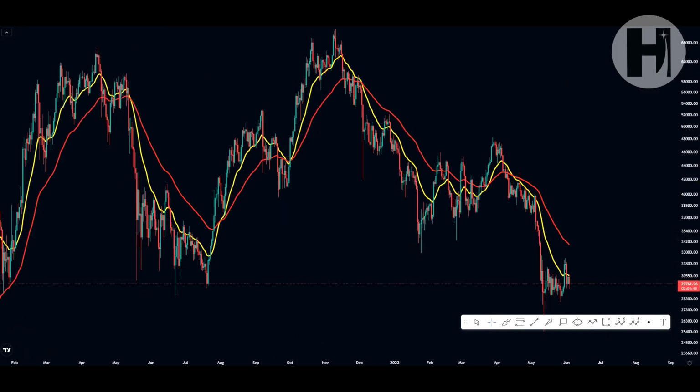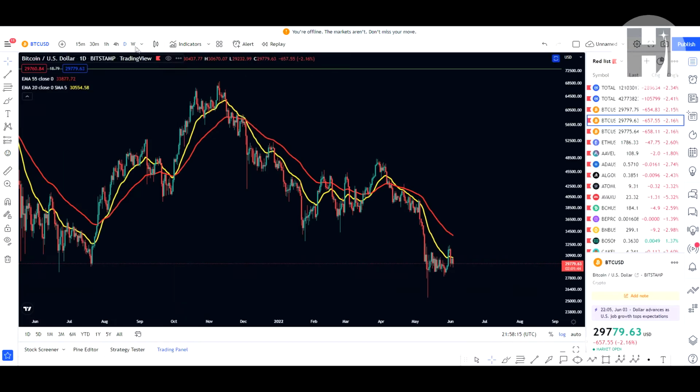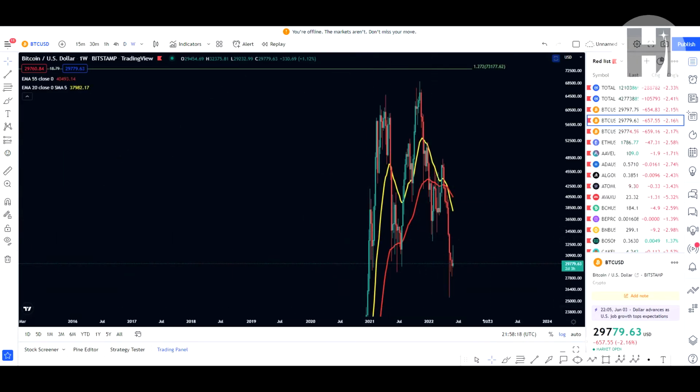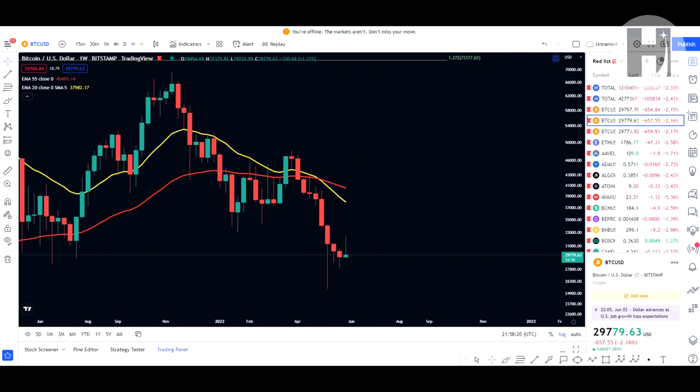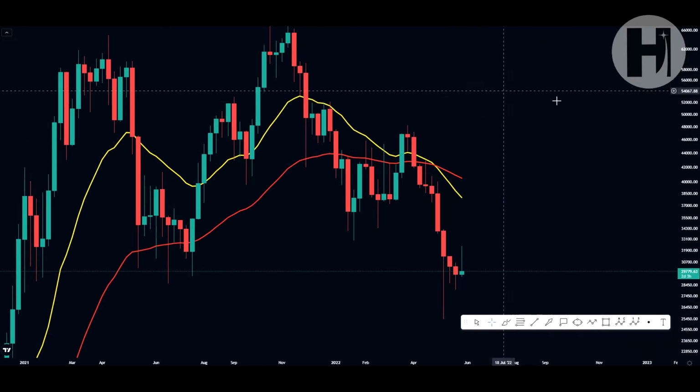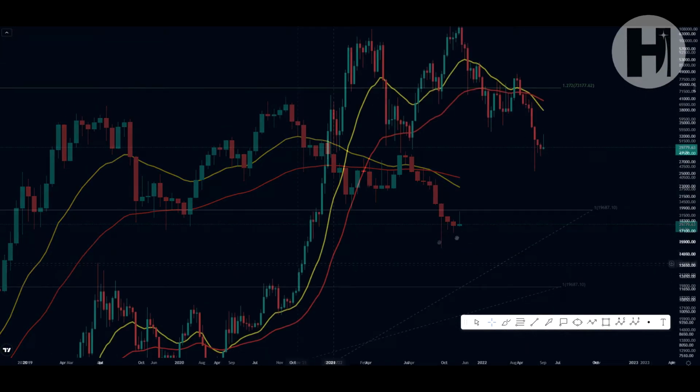So this is the daily chart. I don't know if we want to do daily or we want to do weekly. I think weekly is going to be a bit simpler in my opinion. So let's go for the weekly chart. Okay, we're gonna zoom out now.